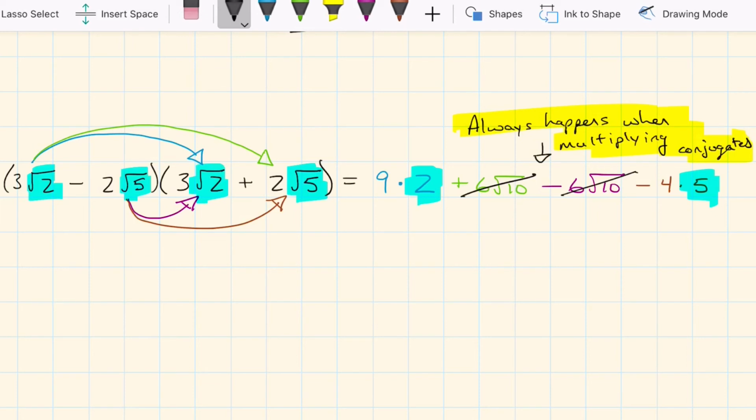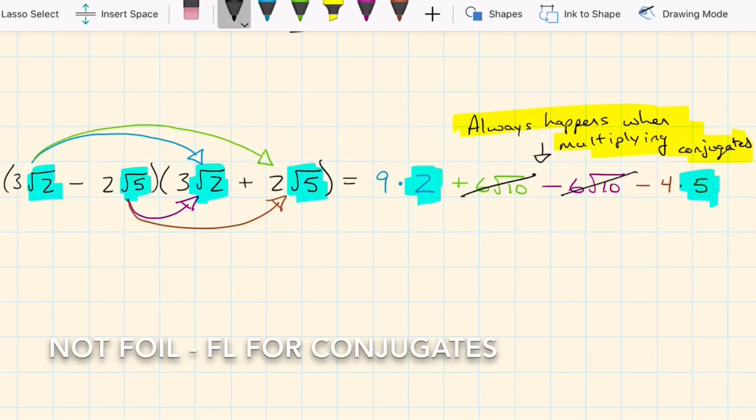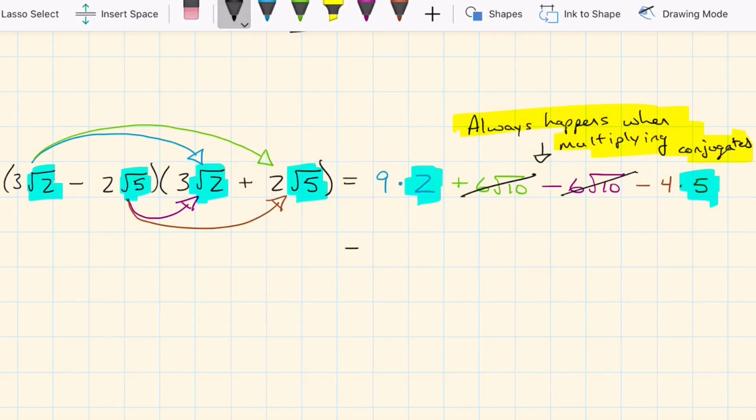This is what always happens with conjugates with those two middle terms. A lot of people think that when they multiply these, they're going to do FOIL: first, outside, inside, last. Well, when they're conjugates, if you recognize the pattern, you can skip the outside and the inside. You can just multiply firsts and lasts. I'm not going to do this in any of the examples. I'm always going to FOIL things, but just know that if they are conjugates, it is a shortcut.